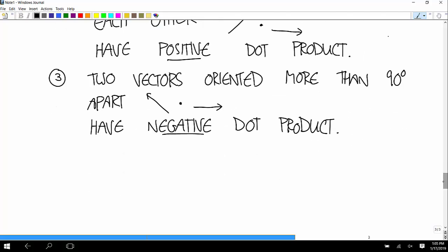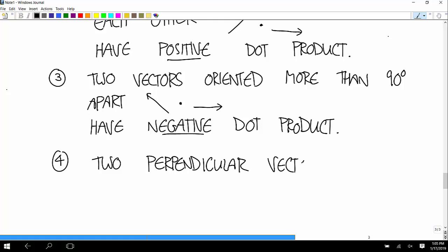Fourth, what do you think the fourth one's going to be? So we have more and less than 90 degrees. Yeah, exactly 90. And what do you think the dot product's going to be? 0. So two perpendicular vectors have a 0 dot product.